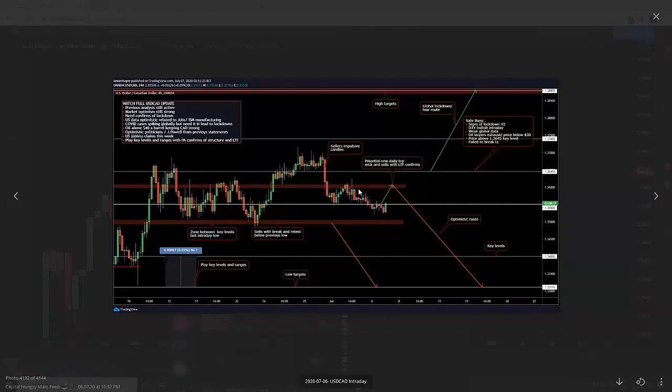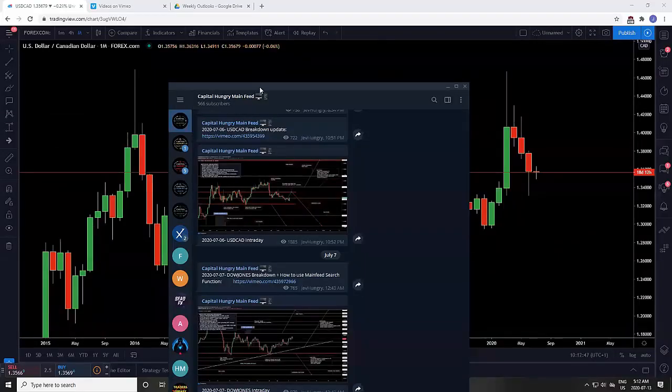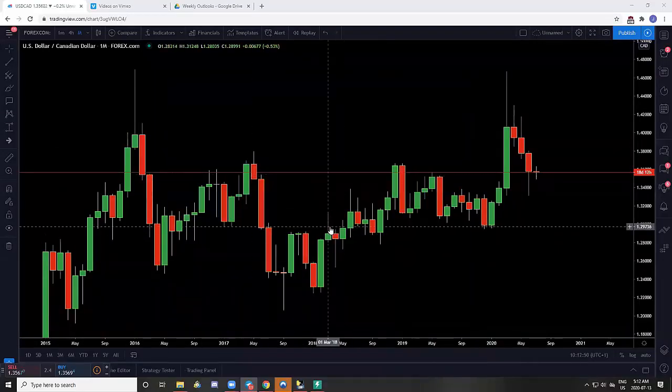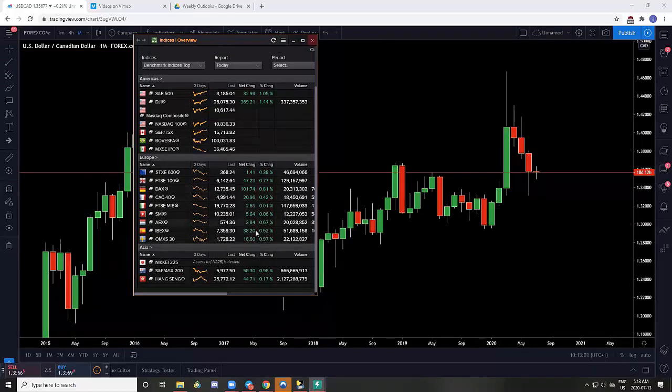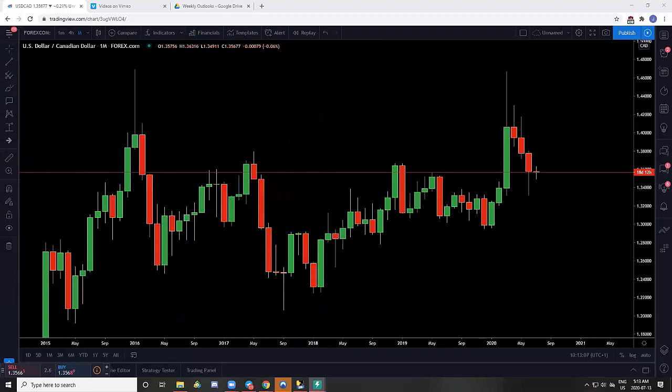We've been consolidating in this 100 pip range, and even to start the week we are still playing within this range. So our analysis is still valid of seeing some potential downside if market optimism continues to hold and the US dollar continues bearish, as global equities are still in the greens to start the week. Overnight so far, Asian markets were in the greens, and Euro equities are in the greens.